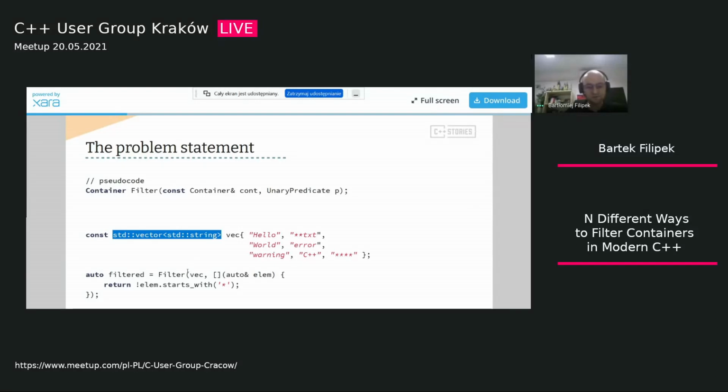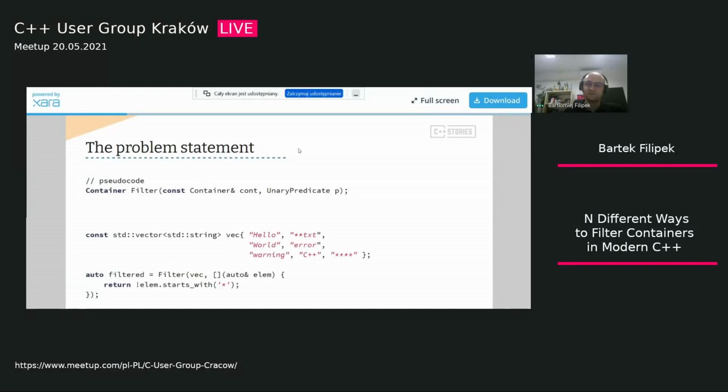Here is the code that uses this function, and it has a lambda which checks whether this element starts with a star, and if so, we reject it, otherwise we accept it. So in this case the filtered container output should contain all of the words without those stars. That's very simple, and I guess you can think about code that implements that very quickly.